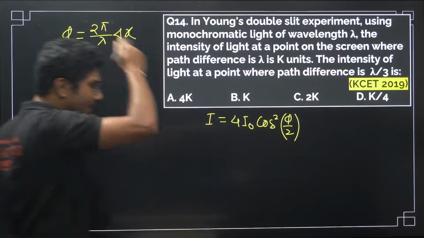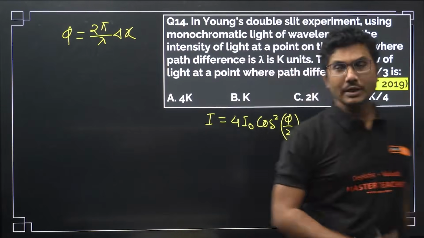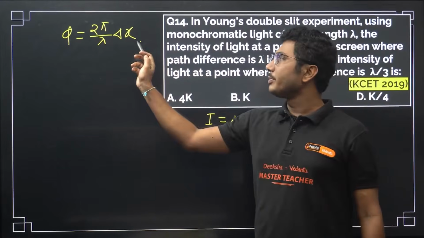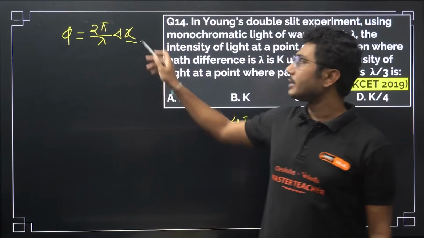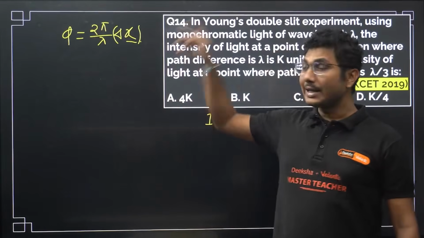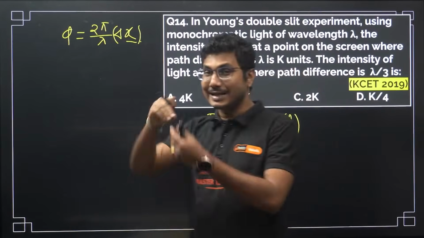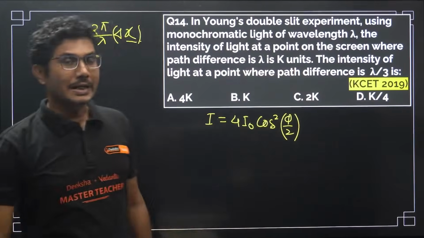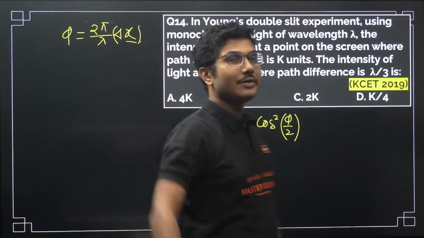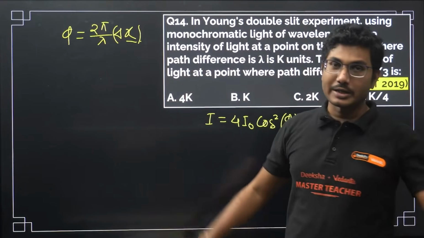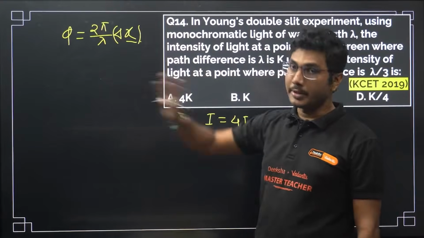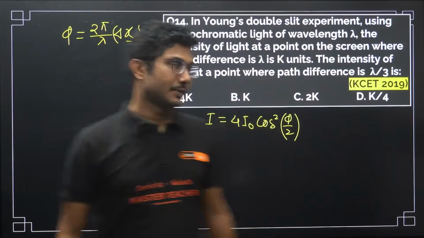What is the difference between this equation and the beta equation? Here it is in terms of delta x, which is the path difference, right? And that equation was in terms of x, that is the distance from the central maximum, and that equation was only valid for d very smaller than capital D. This equation is common, it is valid for all cases.